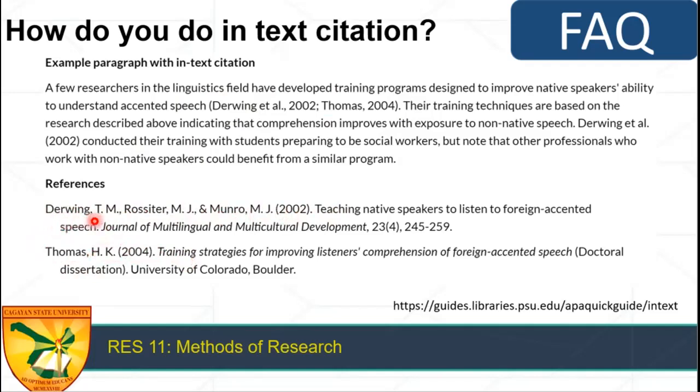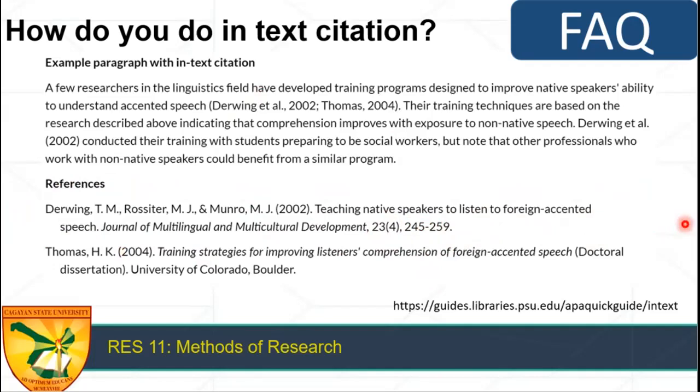Here, Derwing et al. Here is Derwing, and then the first name initial, middle name initial, and then the co-authors, the year, then the title of the study, the journal where it is published, the volume, the issue, and the pages. So this is when it is from a journal article.